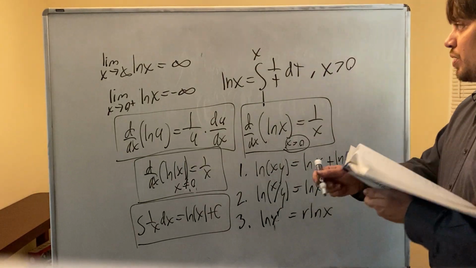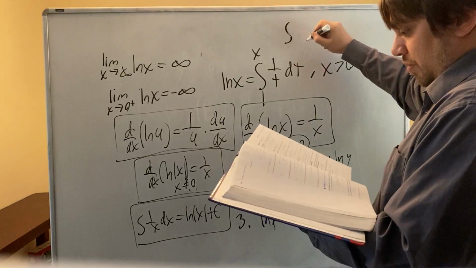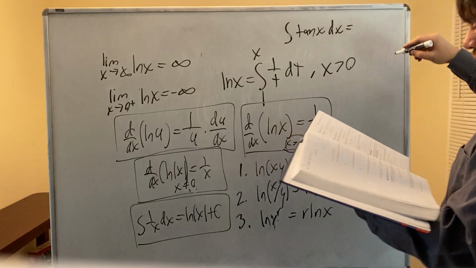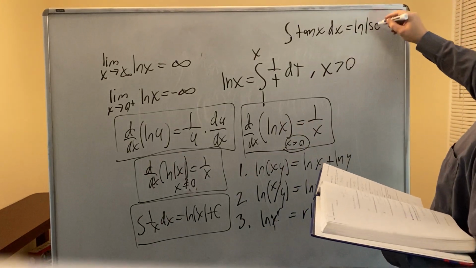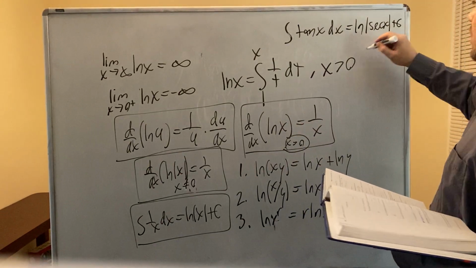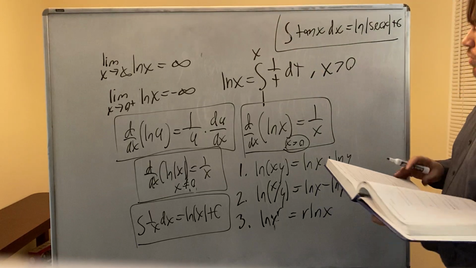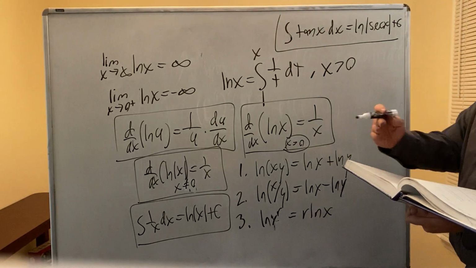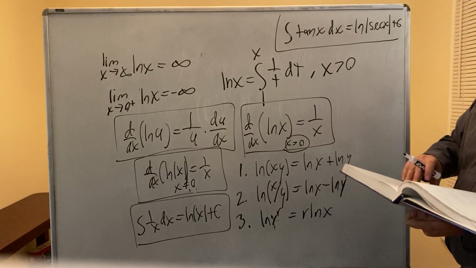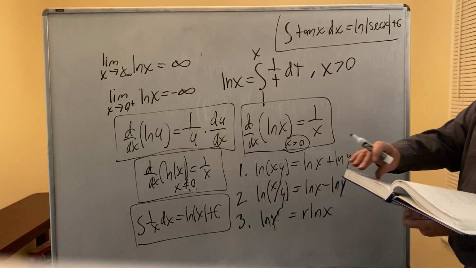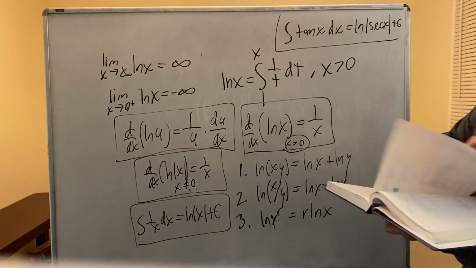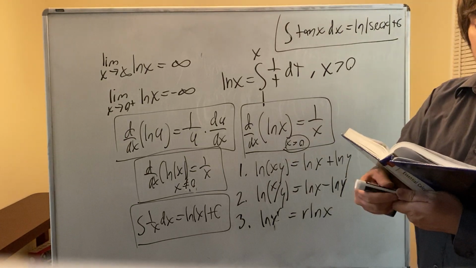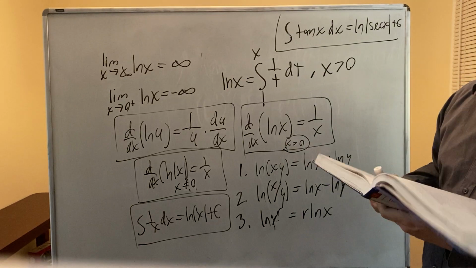Also, at the end of the chapter, they mention that the integral of tan x dx is equal to ln of the absolute value of secant x plus c. And there's one in the middle of page 267. There's logarithmic differentiation. You need to know how to do that, and there are three steps for logarithmic differentiation on page 268.